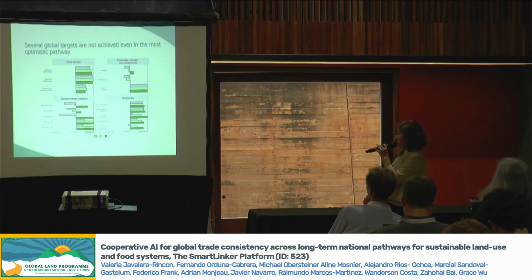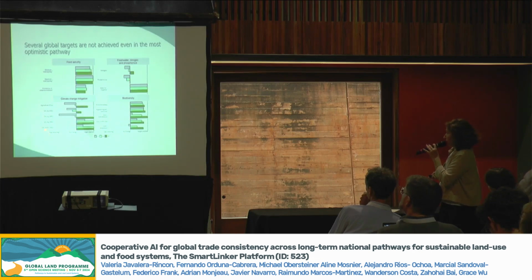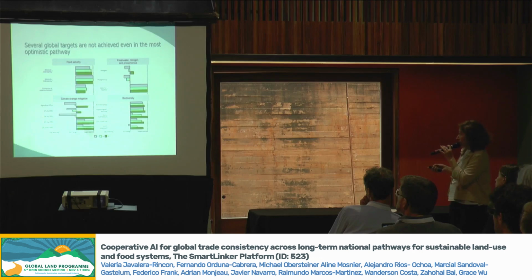So after Senaton 2023, not even on our most optimistic pathway, that is the sustainable pathway, could we achieve all targets. But you can see, for example, that for emissions, for climate change mitigation, we were very close on the sustainable pathway, but not that much on food security. Water also was not that good in the first two, etc.